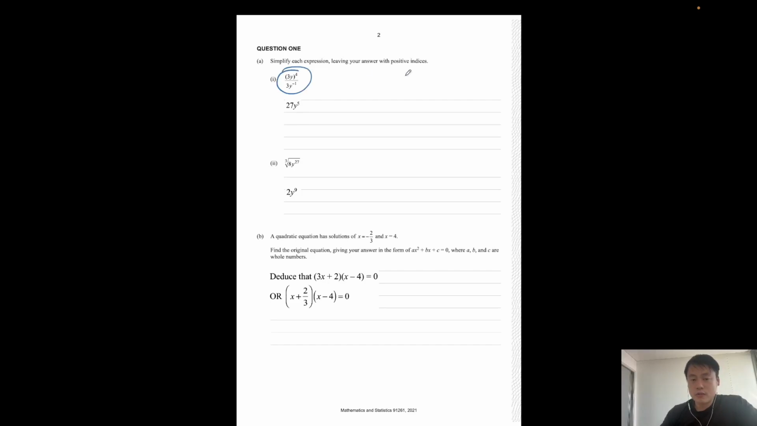So for this question over here, you realize that (3y)^4, first off, you know that this expression over here cannot be simplified unless you get rid of the brackets. So we agree that you need to get rid of the brackets over here. That's the first thing you would think to do.